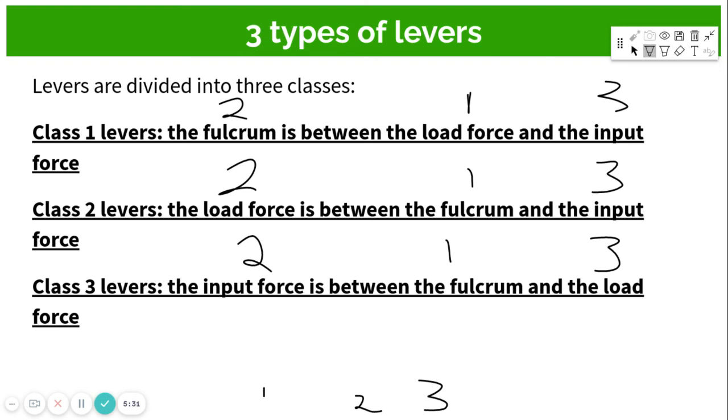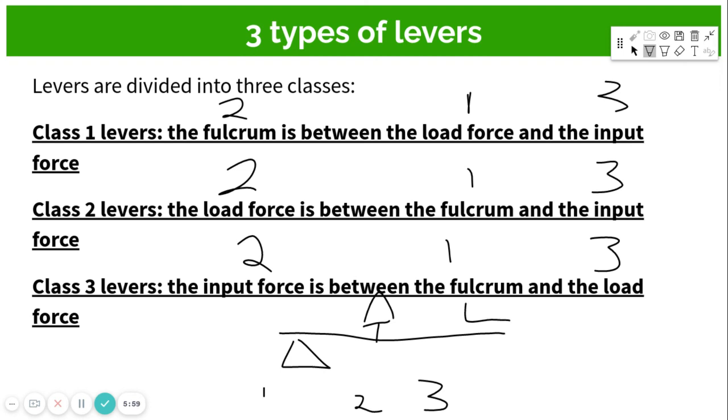Whereas the other example, number 2, in the middle you're going to have your load, then that's your rigid arm. Then you're going to have your fulcrum over here, and that's going to be your input force over there. So you see how it looks a bit different to the first lever we did? And then the third lever, here's your lever, that's the rigid arm. You're going to have the input force in the middle. You're going to have the fulcrum on one side, and you're going to have the load on the other side.